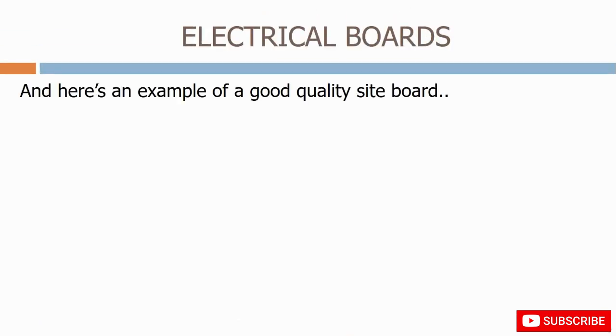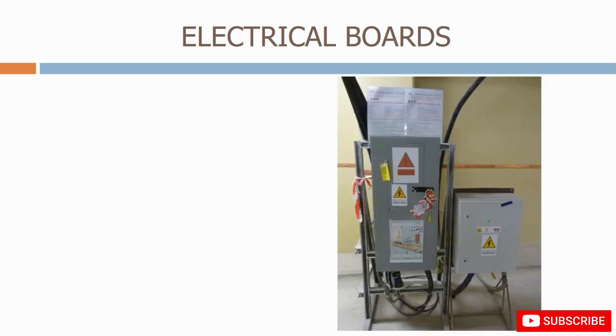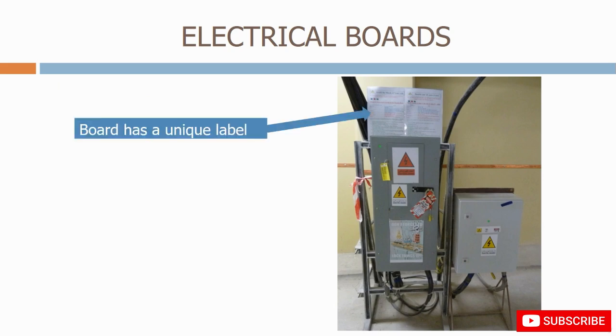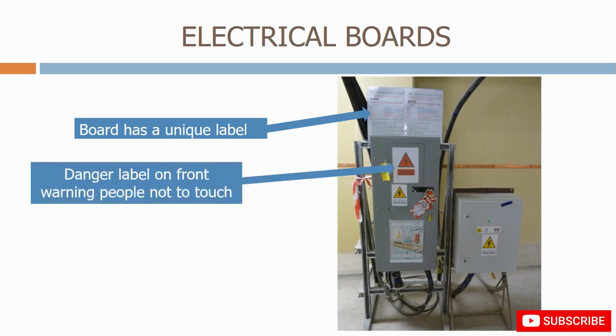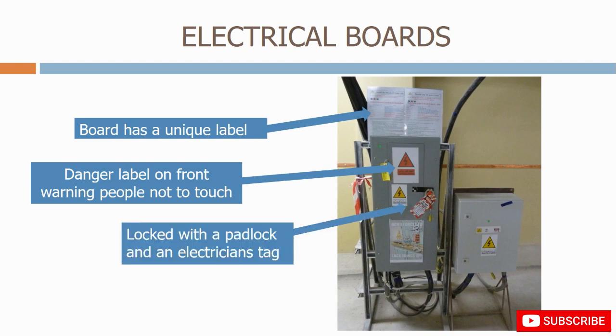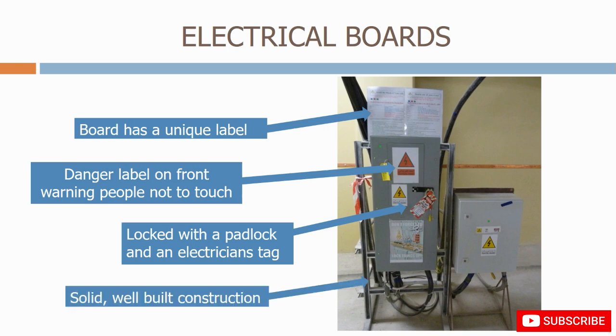And here's an example of a good quality site board. Again, the board has a unique label to identify it. We have a danger label on the front warning people not to touch it. The board is locked with a padlock and an electrician's tag. And finally, the board is of a solid, well-built construction that will last the full length of the project.